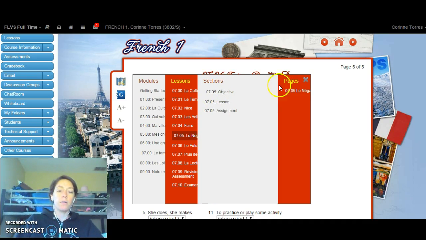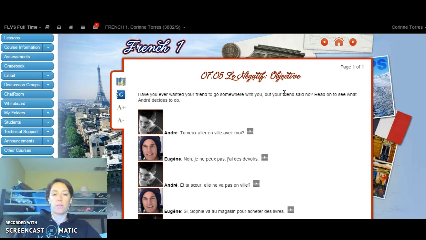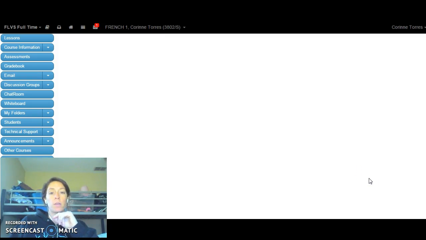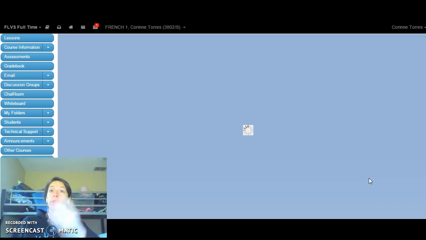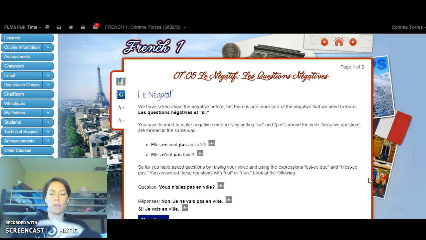Now, 705 has to do with negation, and I know we've learned how to make negative sentences before, but there is something else we have to pay close attention to when we're making negative sentences. So the goal here is to form negative statements using this word si. Now, normally si means if, but there's a special way we use it to basically affirm, yes, I am going to do something. If someone says, oh, you're not?